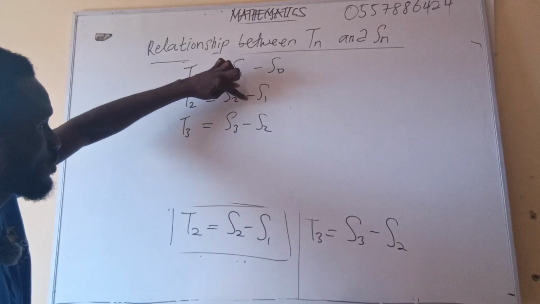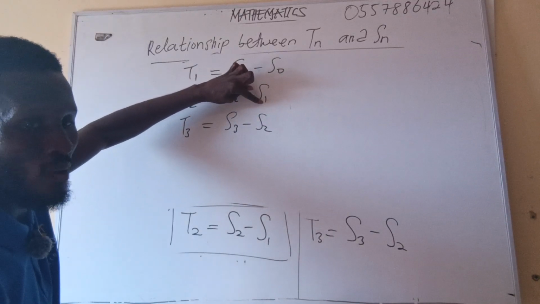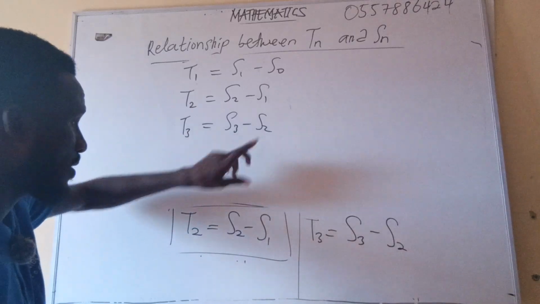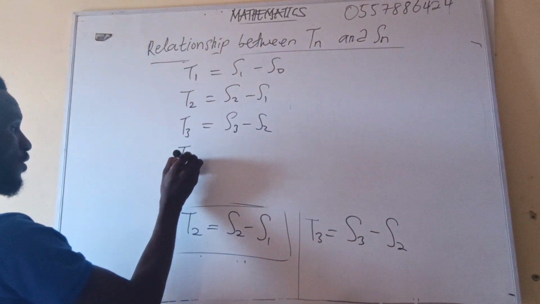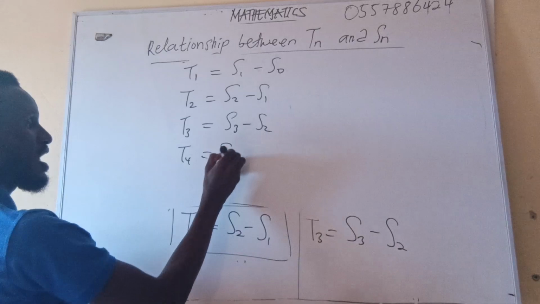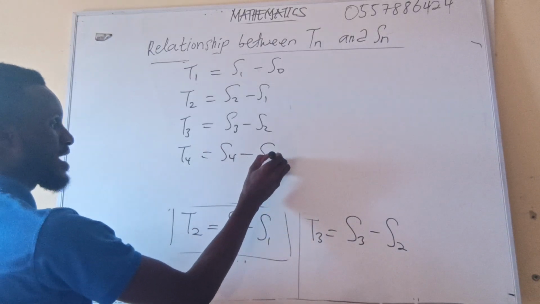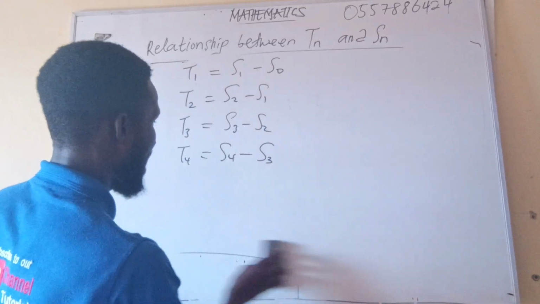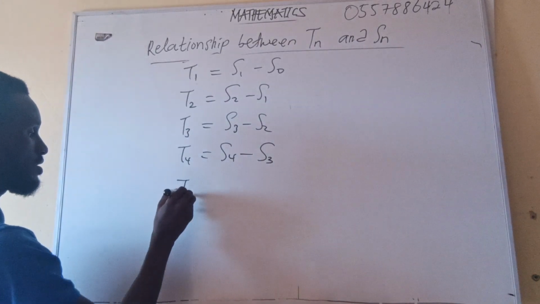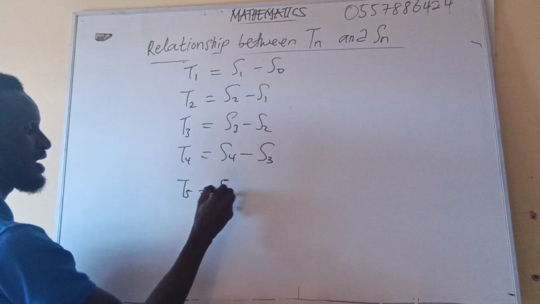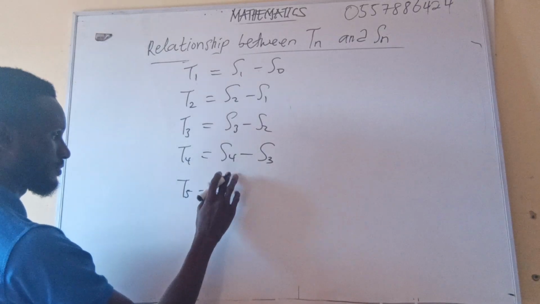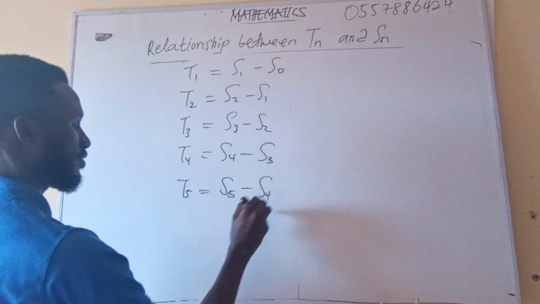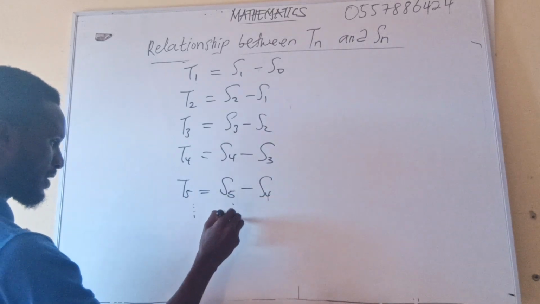this one is 2, and this one is what? They reduce the 2 by 1. Whenever here is 3, this one is 3, then reduce the 3 by what? By 1. So whenever I have the t4, I can write it like what? S4 minus what? S3. Are you following? We are making deduction. Whenever I have t5, I can make it S5 minus S4.